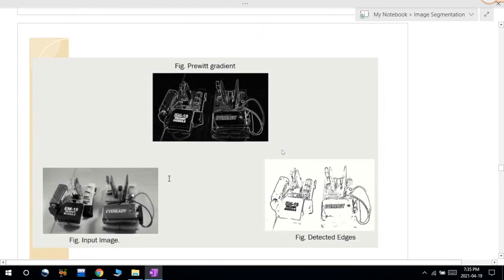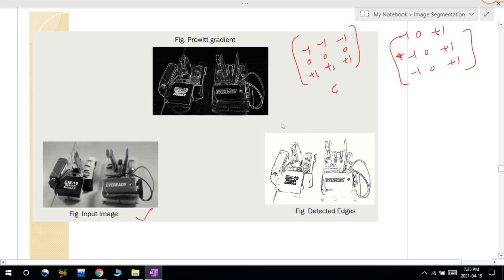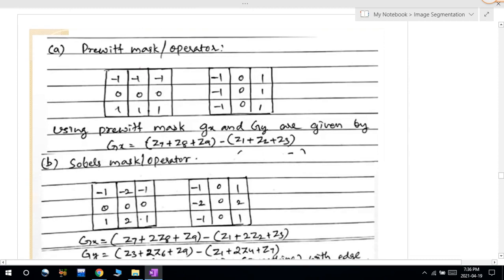If I apply this Prewitt gradient, first I will take the input image. After applying the Prewitt operator, that is -1 0 plus 1, -1 0 plus 1, -1 0 plus 1, in both the x direction and y direction, I will get the gradient image. Once this gradient is found, I will apply a threshold to find the real edges.